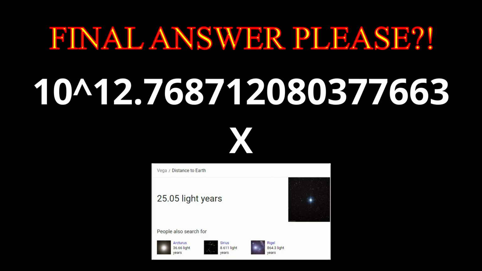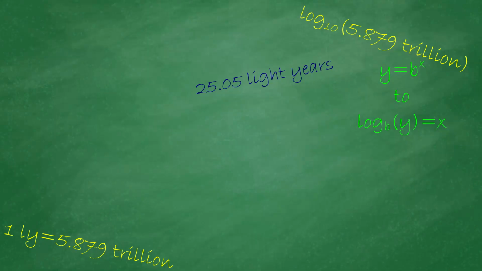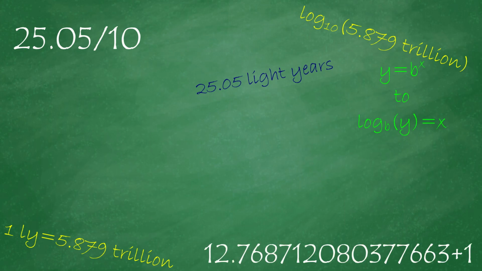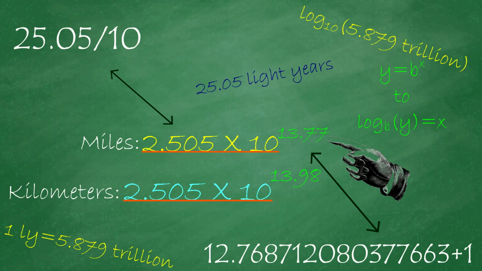But we can use these numbers to create a scientific notation by simply dividing 25.05 by 10 and increasing the exponent by 1, which will then end up with this exponent.